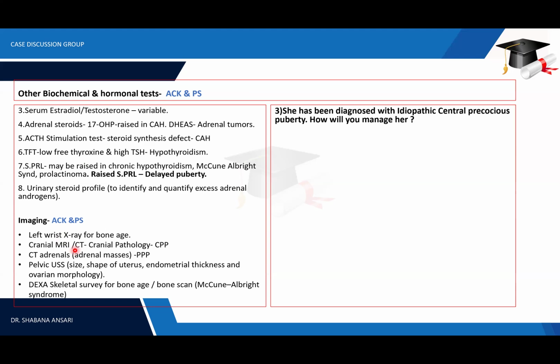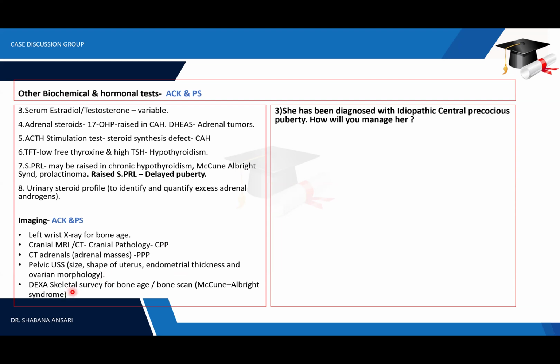So now we have to do some imaging, the cranial MRI or CT scan, to assess for any cranial pathology which can be the cause of central precocious puberty. Then for peripheral precocious puberty, we can do the CT adrenals and pelvic ultrasound scan also, to assess the size and shape of the uterus, endometrial thickness, and any ovarian morphology.